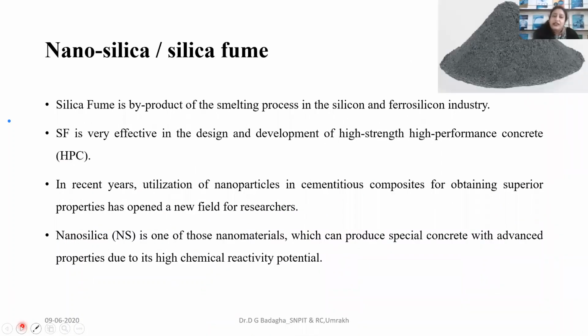Now nanosilica, silica fume, is also one type of advantageous material to produce advanced concrete. It is a very important material if we have to go for advanced concrete manufacturing. Why? Because it is nano. Whenever nano is concerned, there is some advancement in that. And we know that silica fume is a byproduct of the melting process in silicon or ferrosilicon industries, which we all know, because this is very general.